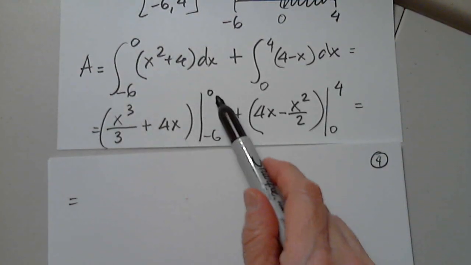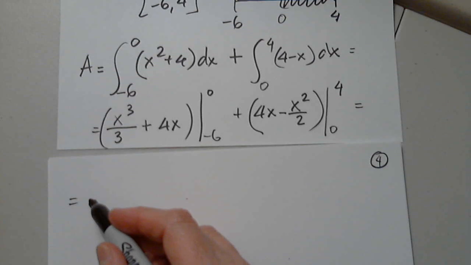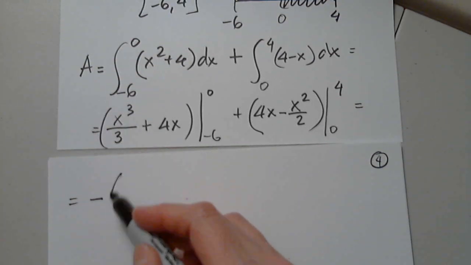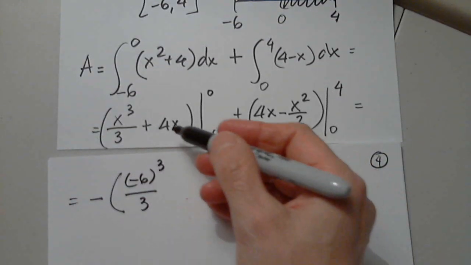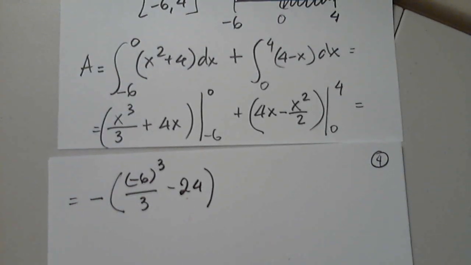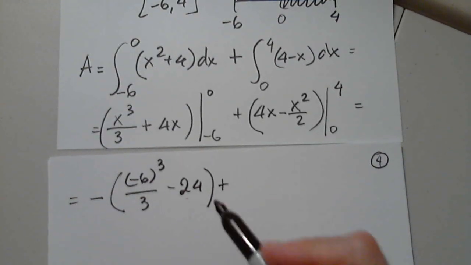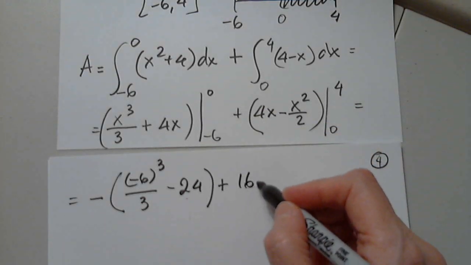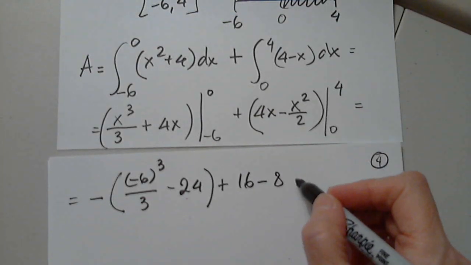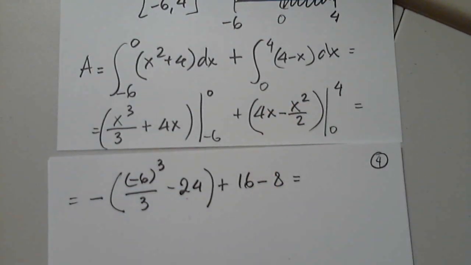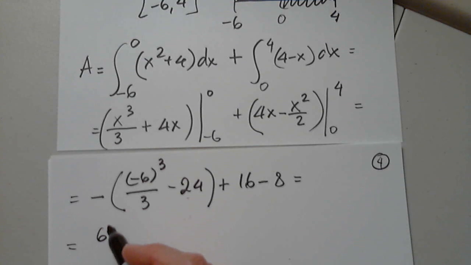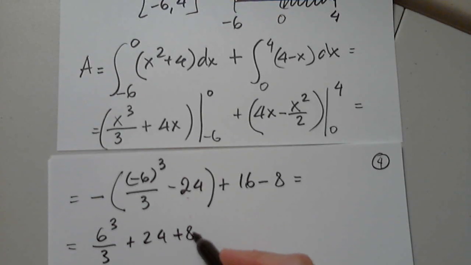Luckily for me, when I plug in 0, I get 0. But then I have to subtract when I plug in negative 6. Negative 6 to the third over 3 plus 24. Plus, I plug in 4: 16 minus 16 over 2. But minus when I plug in 0, which gives 0. So now I will determine this. This is negative, so with the negative in front, it will be 6 to the third over 3 plus 24, and plus 8.